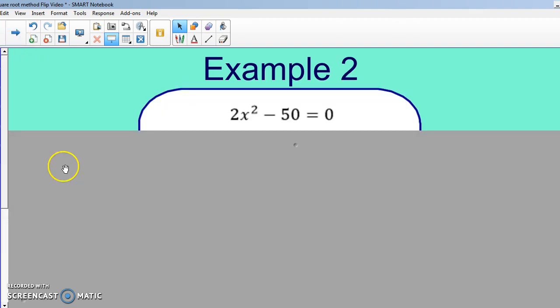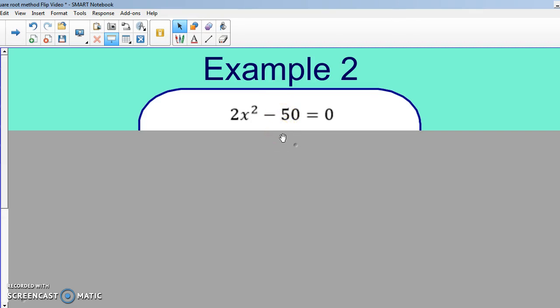Right, our next example is going to be 2x squared minus 50 equals 0. The first thing we need to do is make sure that we can use the square root method. If we look at this problem, the a is 2, the c is negative 50, but there's no b value. So since there's no b value, we can try to use this method.